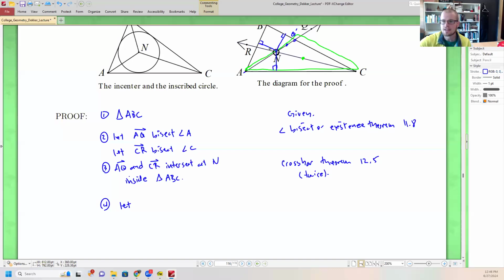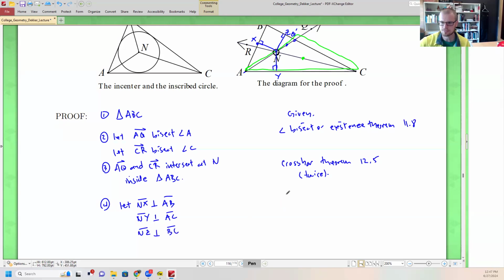So let's give this point as X. So let NX, a line segment, be perpendicular to AB. And we're going to let NY be perpendicular to AC. And then we will let NZ, oh, these are all lines, make sure we have good notation, NZ is perpendicular to BC. And this is given by the perpendicular existence theorem. And that theorem is 13.9 for easy reference there.